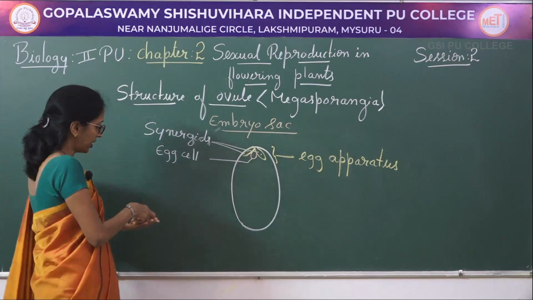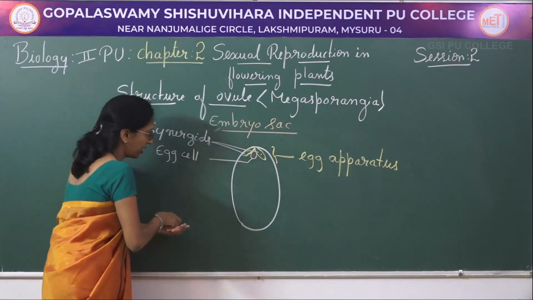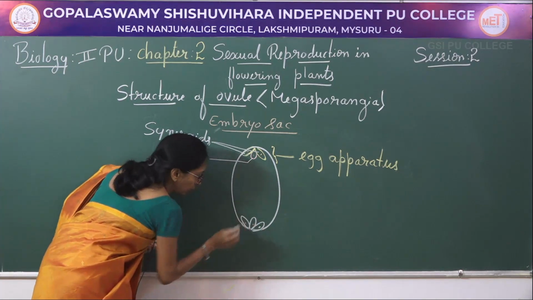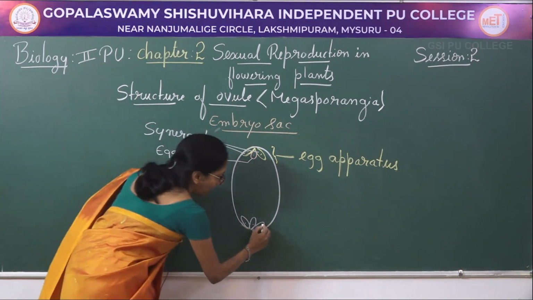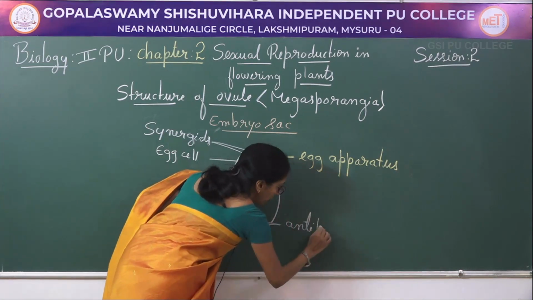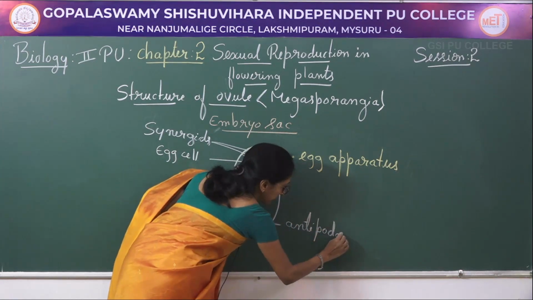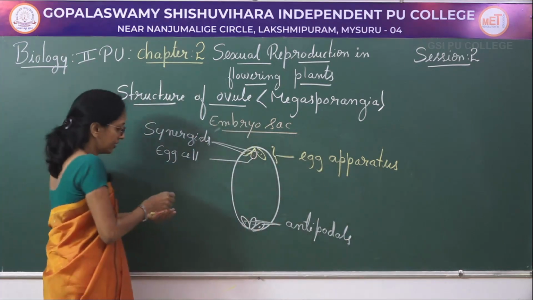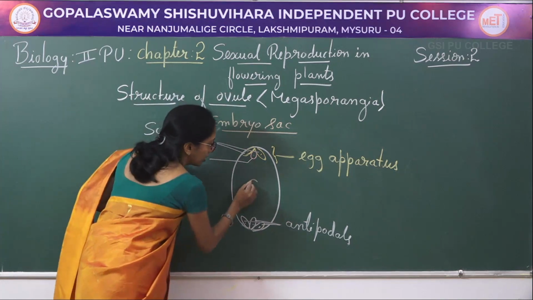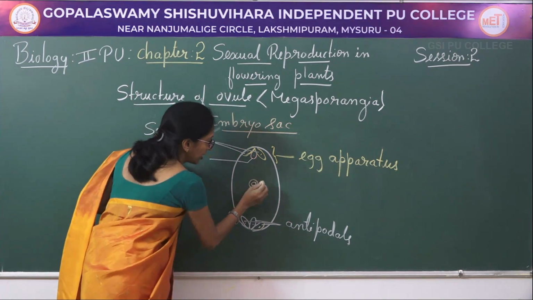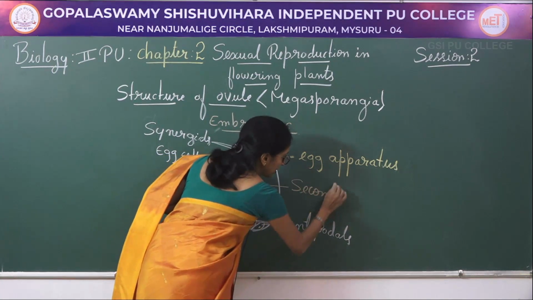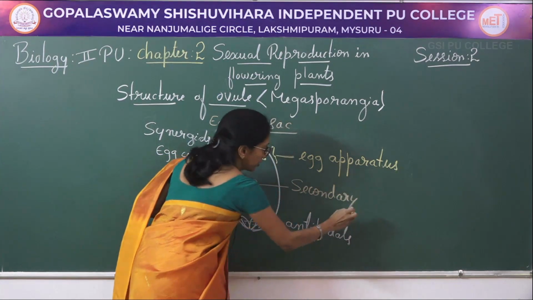Now coming to the next, towards the basal part there is a presence of a group of three cells, and these cells are said to be antipodals. And then in the center there is a presence of a diploid nucleus. This is said to be secondary nucleus.